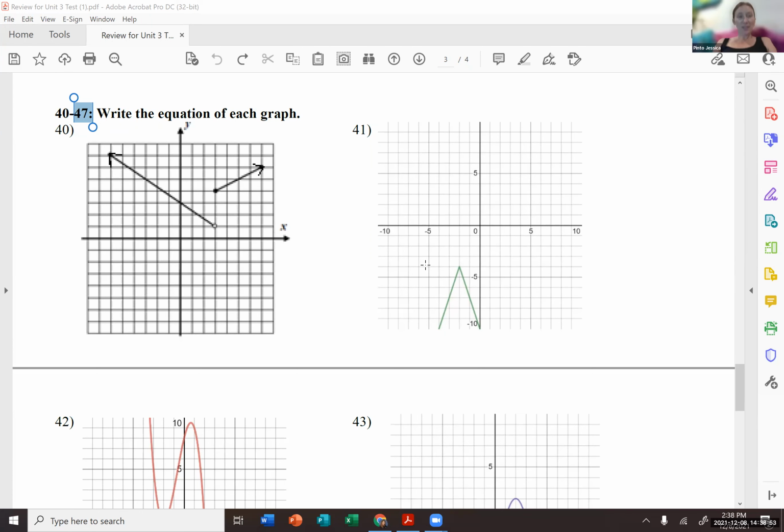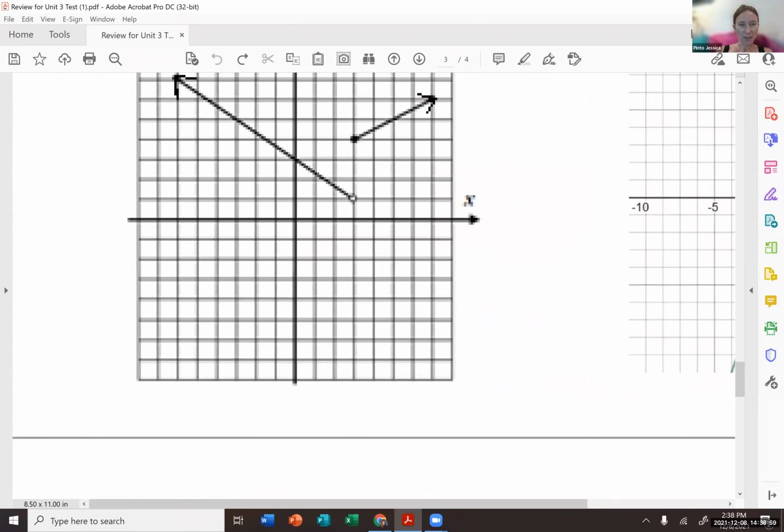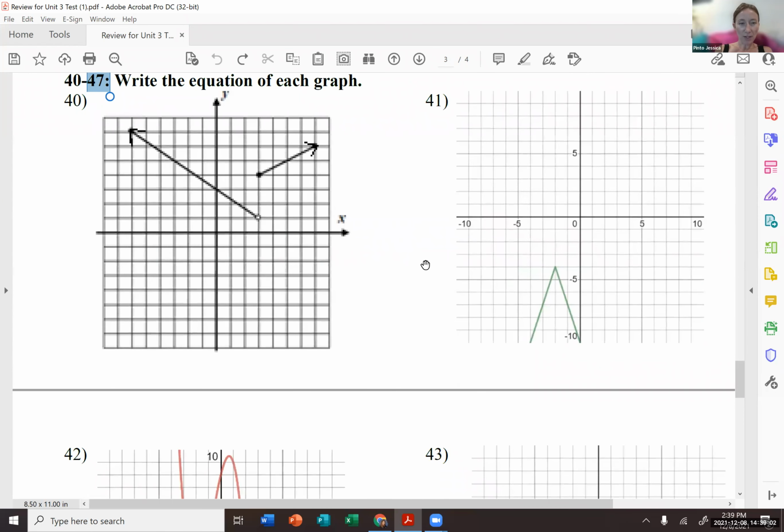All right, let's finish this review. So we were looking at these graphs. I'm going to try to zoom in here. These graphs are kind of blurry. So I see here along the x-axis that we're switching at 3. So we would start with the left function, and this is the right function.